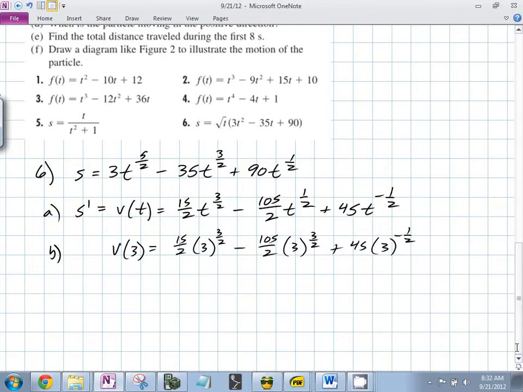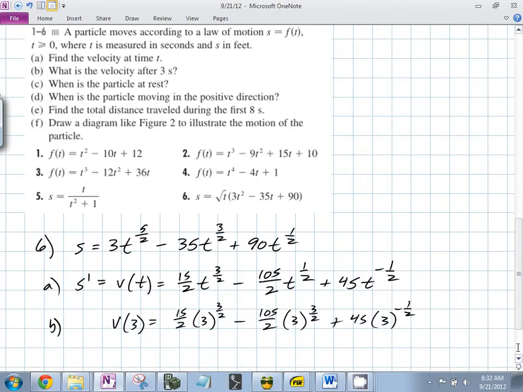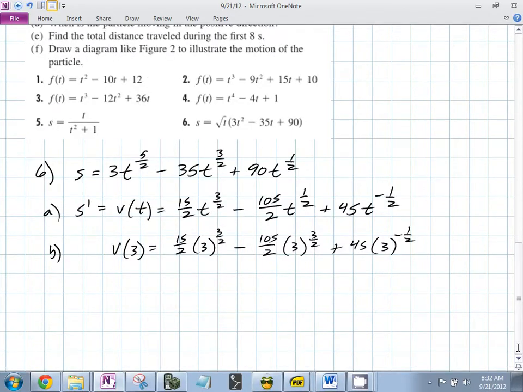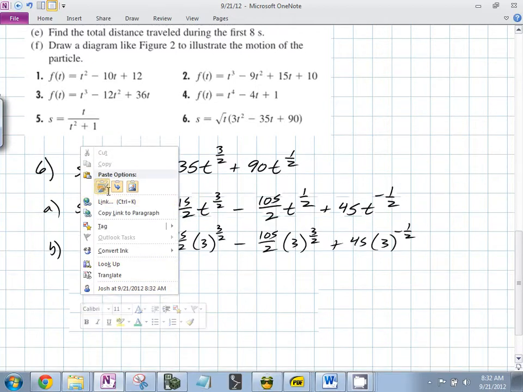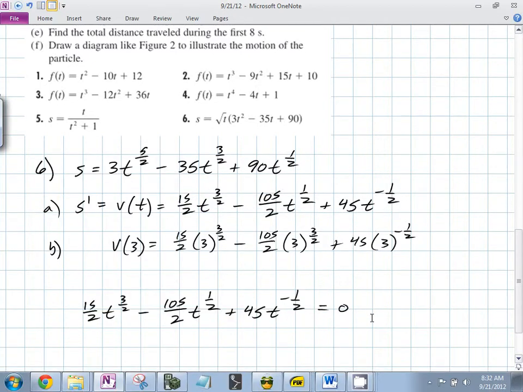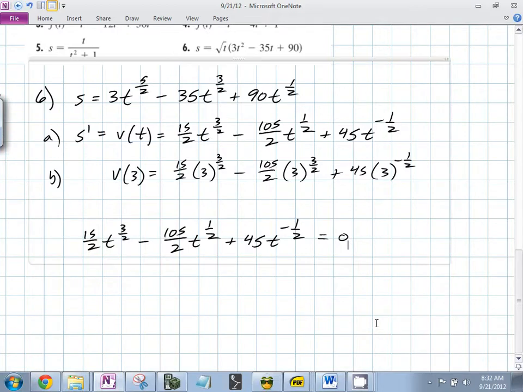How do you figure out when a particle is at rest? Set v equal to 0. You set what equal to 0? Yeah, so you take this, you're solving this equal to 0. Now what are you going to have to use in order to do this? That's not a polynomial, that's not a quadratic. In order to solve this equation, what are you going to have to use?